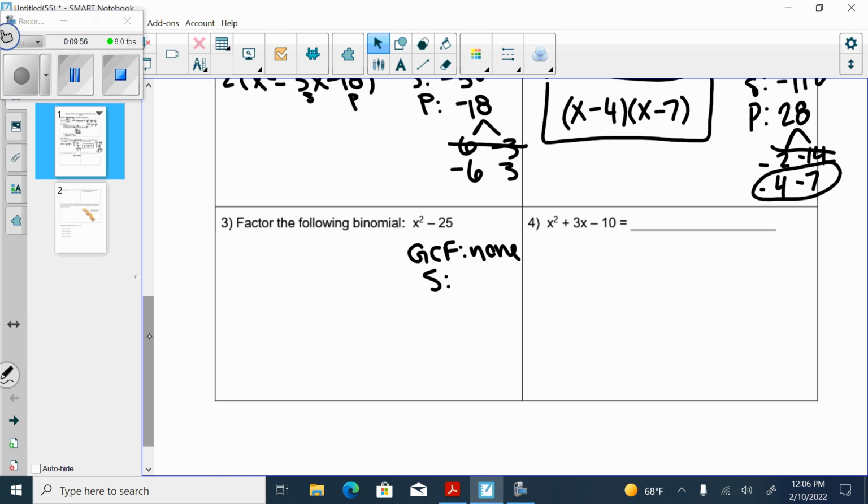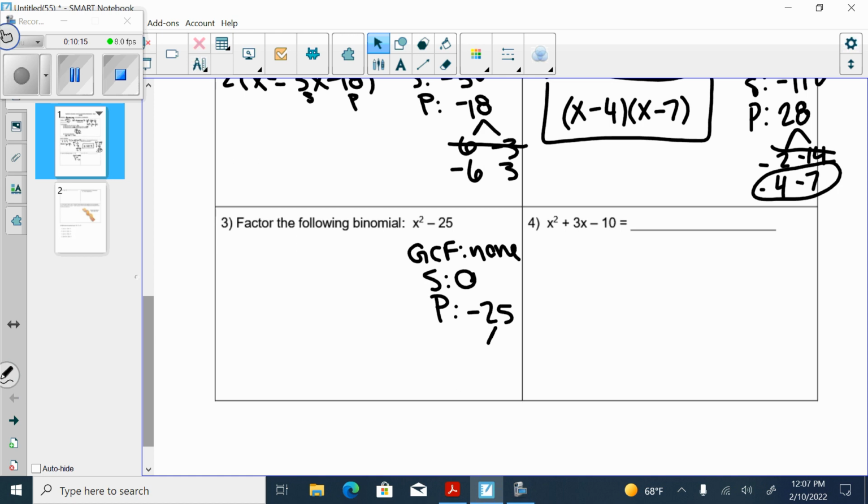Then I look for the sum. The sum is supposed to be in the middle with just an x. Do we have one? No. So I'm going to have to put 0 there. There's not one there. Okay? And what's our product? Very good.